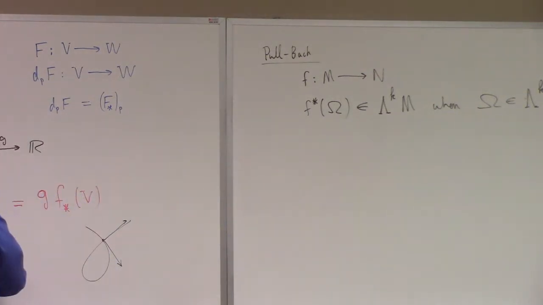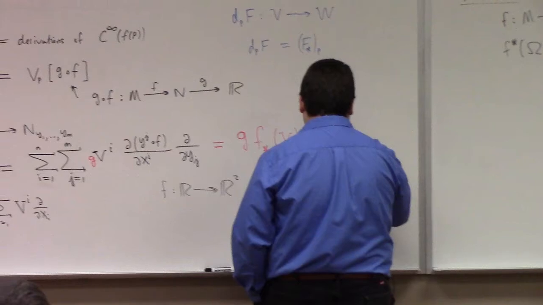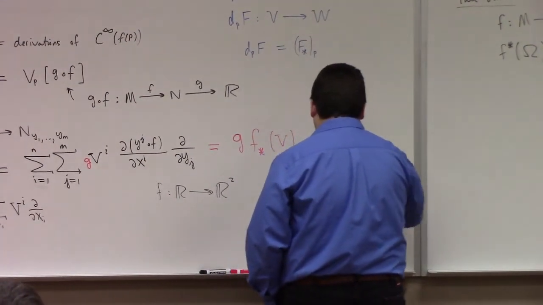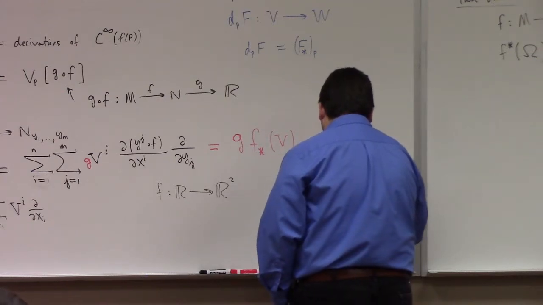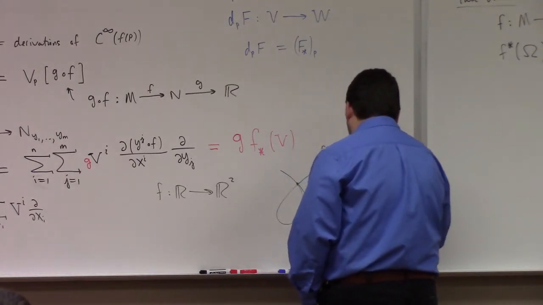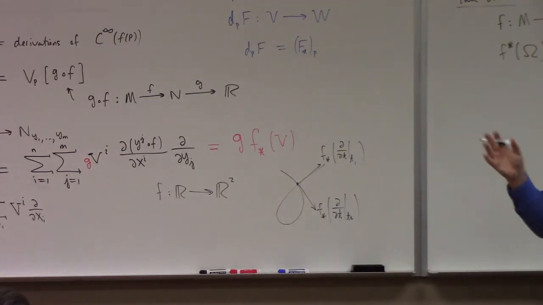If I had F going from, say, R to R2 with a point of self-intersection, then this would be F push forward of partial t at time 1, and this would be F push forward of partial t at time 2. That's really weird. But at that single point in the codomain, I've attached 2 vectors, so it's not going to be a vector field in R2 that I'm pushing forward.